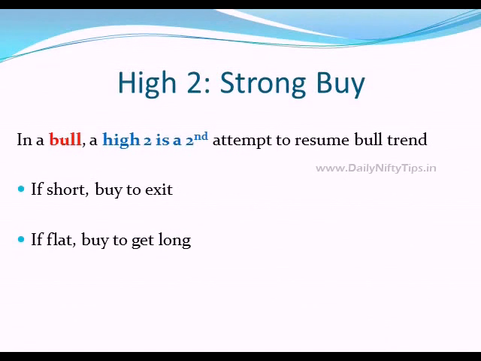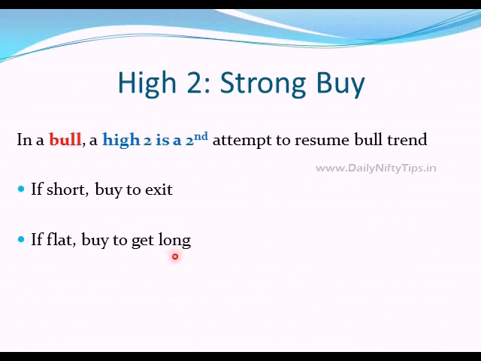Okay, in a bull trend, if you're getting a pullback, a high 2 pullback is a second attempt to resume the bull trend. And if you're short, most bears will get out. The market made 2 attempts to go down, 1 and 2, and if it now goes up, the bears will give up. So the bears will get out when the high 2 triggers.